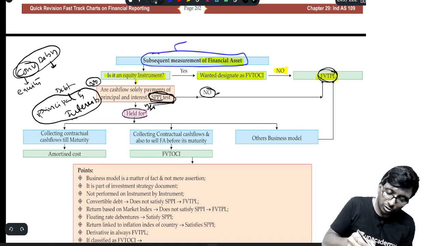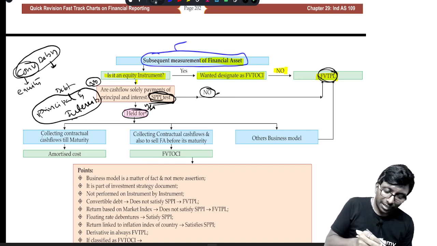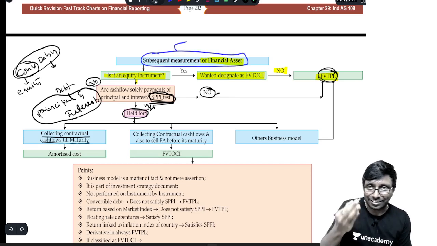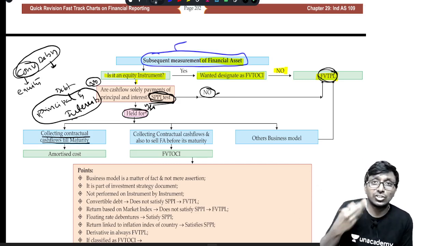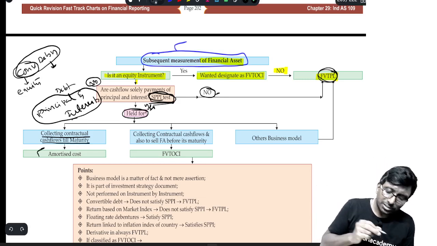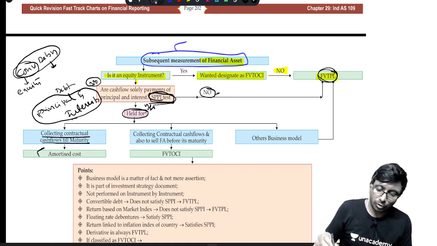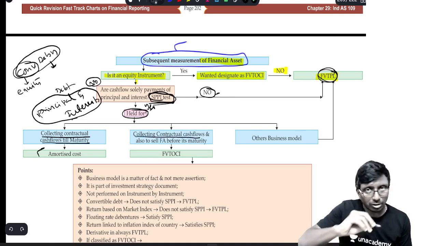If it is satisfying the SPPI test, then we'll ask the next question: why are you holding it? If you say, sir, I am holding it to collect the contractual cash flows till the maturity, I want to enjoy the cash flows, then you follow amortized cost, my dear. Perfect.